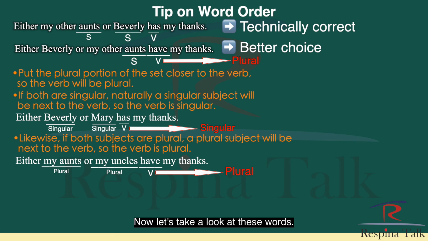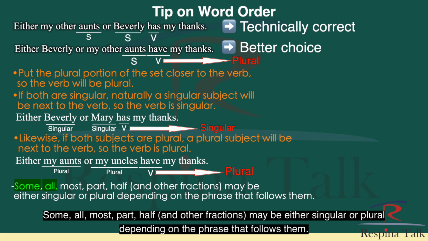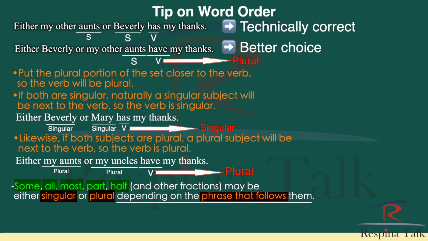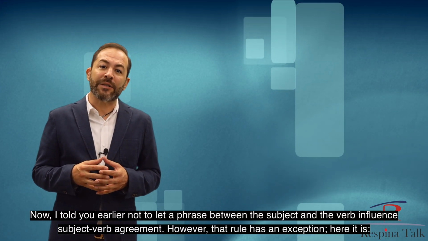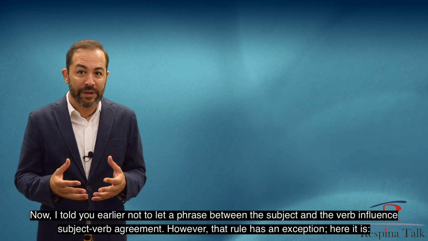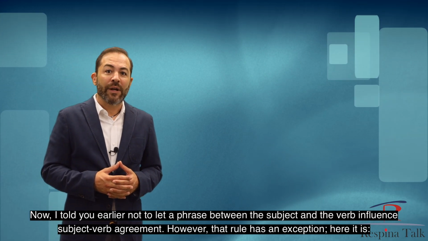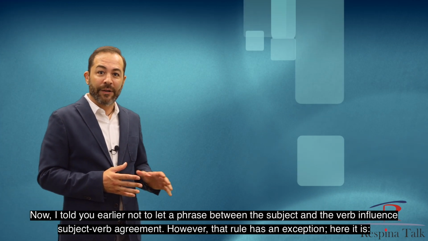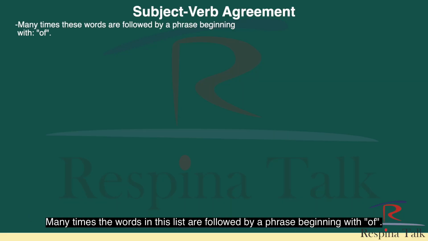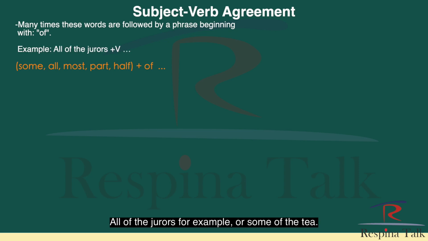Now let's take a look at these words. Some, all, most, part, half, and other fractions may be either singular or plural depending on the phrase that follows them. Now, I told you earlier not to let a phrase between the subject and the verb influence subject-verb agreement. However, that rule has an exception. Here it is. Many times, the words in this list are followed by a phrase beginning with of. All of the jurors, for example, or some of the team.